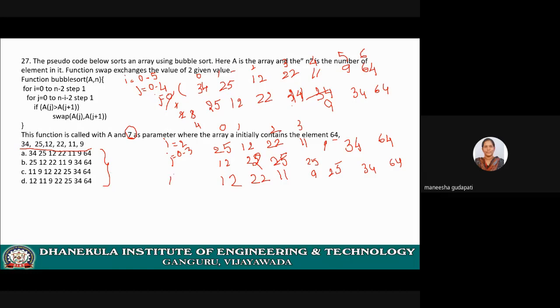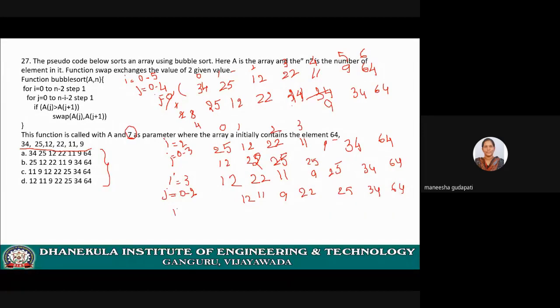So again i value becomes 3. j value will repeat from 0 to 2. So again, j equal to 0, 12 greater than 22? No, no swapping needed. Next j becomes 1, 22 greater than 11, so swapping, 12, 11. Next 22 again compared with 9, yes, 9 comes first, 22 goes next, 25, 34, 64.